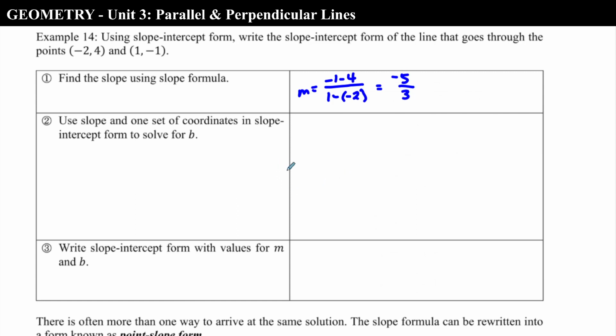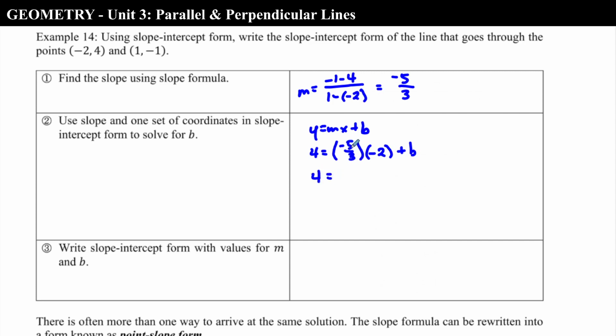Now we're going to use the slope and one set of coordinates to find the y-intercept. So now we're basically doing a problem like the one we just had. So we start with y equals mx plus b. Our y is going to be, let's just pick the first coordinates here, 4. M is -5/3. X is -2. And then you have b.